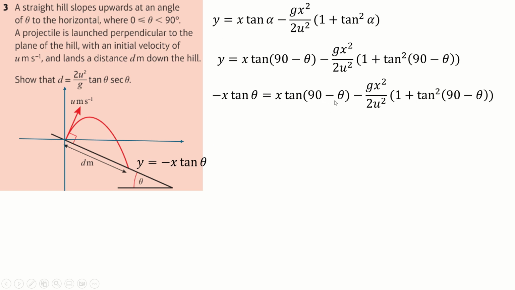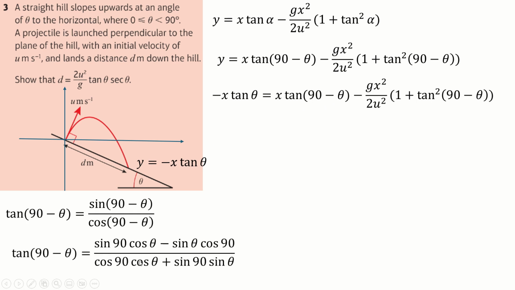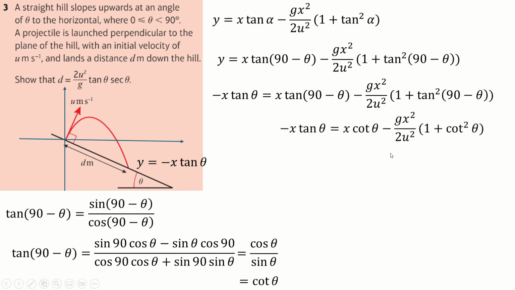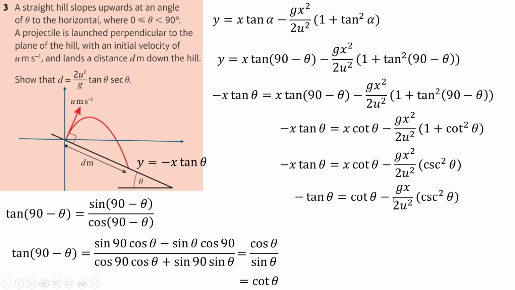And now I'm going to need to deal with this for a second. So tan of 90 minus theta, you can use sine over cos for this, and then do the compound angle formulas on sine and cos, and then a bunch of stuff cancels down to this, which is just cot. So that's super helpful. So let's replace these two values with cot and cot squared. Now let's do some solving. Or 1 plus cot squared is cosec squared. That's quite useful.